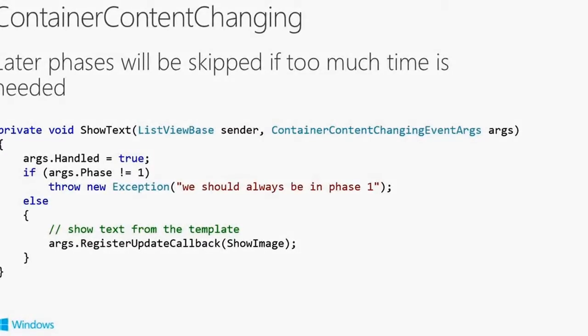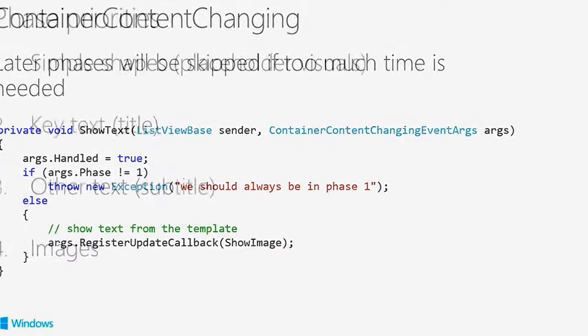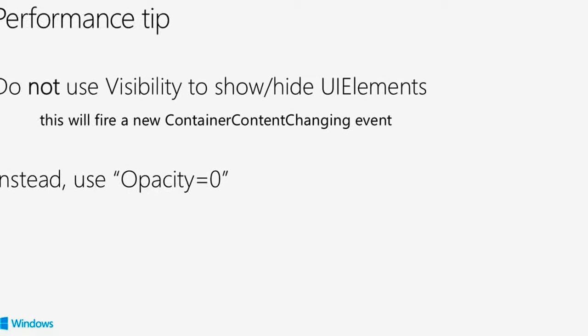The later phases will be skipped if too much time is needed, as you can see here. First, we want to show the text, then we want to show an image. Phase priorities are, as I mentioned before, simple shapes, those placeholder visuals. Try to keep those non-opacity, simple colors, blocks, squares, and rectangles. Then the key text, then other text, and then lastly, the images.